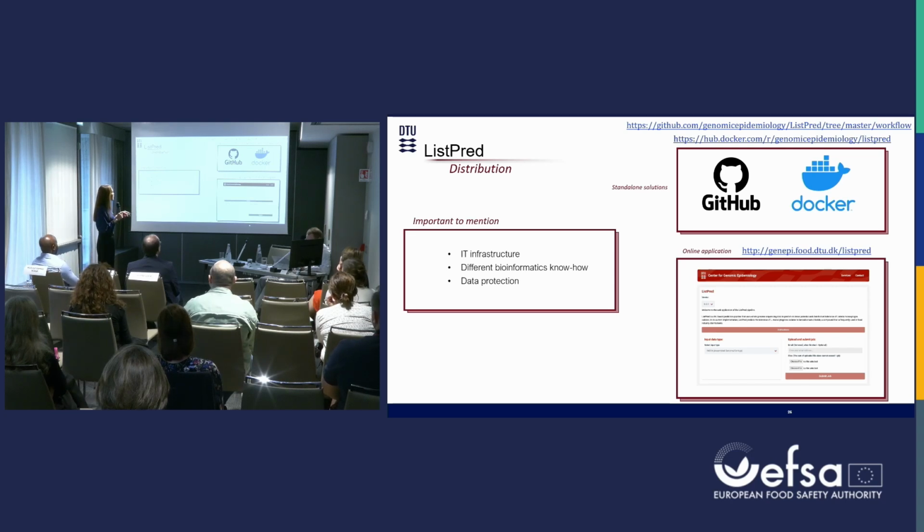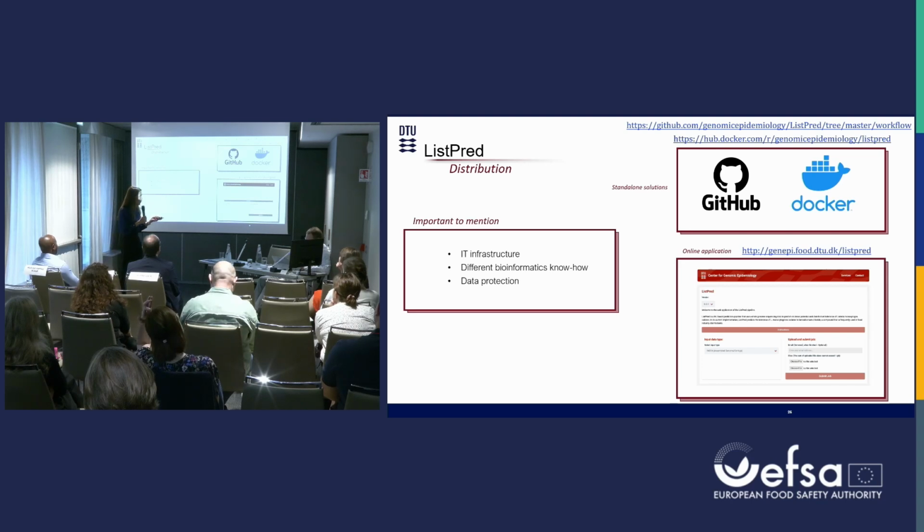And what about the ListPred program that we made? We have made a web version, which is freely available. You go to this website and input your genome, either short reads from Illumina or long reads from Nanopore. Just one by one; you're not allowed to put, say, 10 genomes at a time. The tool will then give you the virulence potential and disinfectant resistance. But if you are a developer, you can get the tool in Docker format or in GitHub format. This is for a standalone solution.